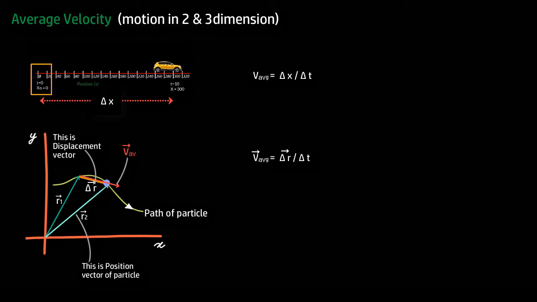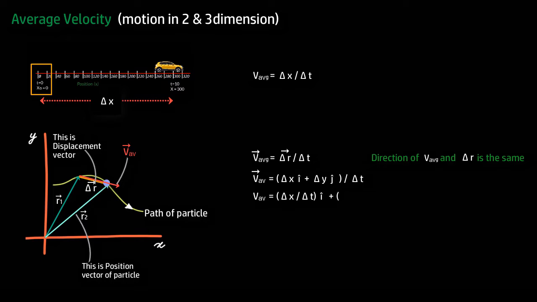And why should that be so? Simply because you are dividing a vector by a scalar. That just changes the magnitude of the vector, not the direction. Now, you can expand on this equation and write it as v average is equal to (delta x i plus delta y j) upon delta t, which equals delta x upon delta t i plus delta y upon delta t j.